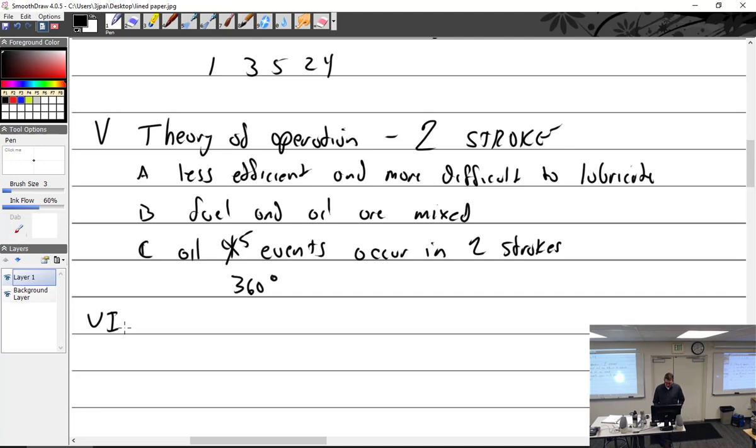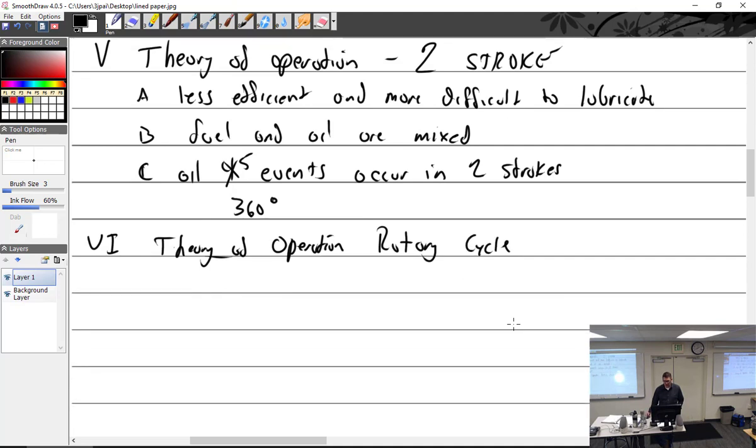Now we have the theory of operation. The rotary cycle, also known as the Wankel. The Wankel cycle, named after Felix Wankel.